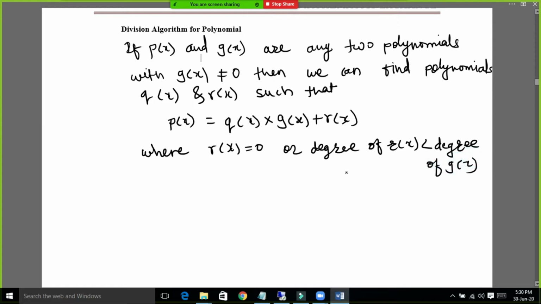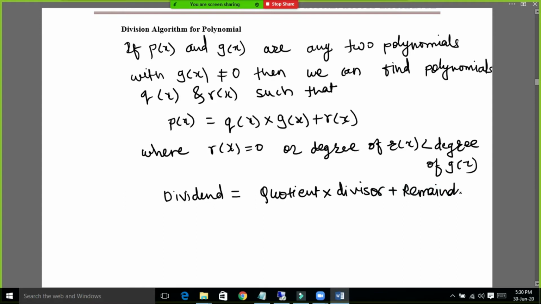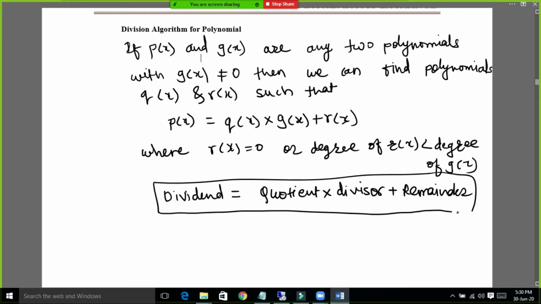So the above result is known as the division algorithm. That is the formula that we have derived from dividend equal to quotient into divisor plus remainder. So this is the basic formula. You already know about this, but in this lesson, in case of quotient and dividend, we have to consider division of polynomials.